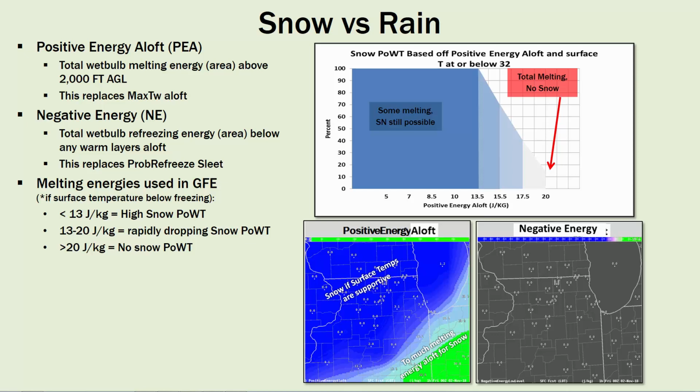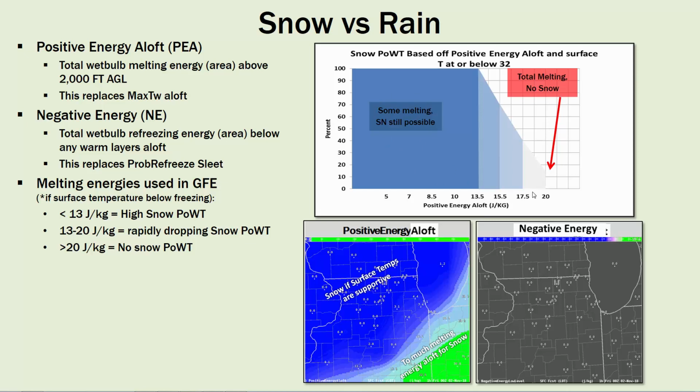And if your surface temperatures are below freezing, the positive energy aloft grid, which here's a nice example, is going to help dictate where your snow probabilities will be. The graph up here shows positive energy aloft and the percentage of snow chances. Overall, you can still get some good snow chances with positive energy aloft as high as about 10 to 13.5 joules per kilogram. There'll be some melting, but snow will still be possible.